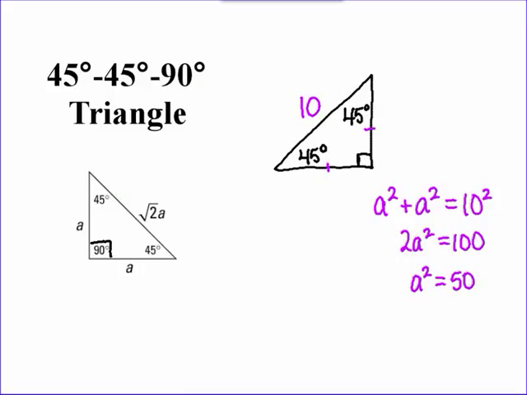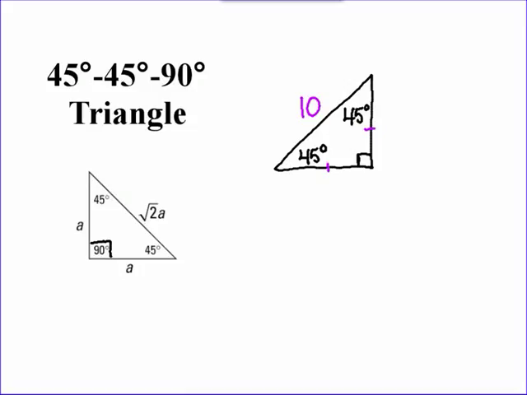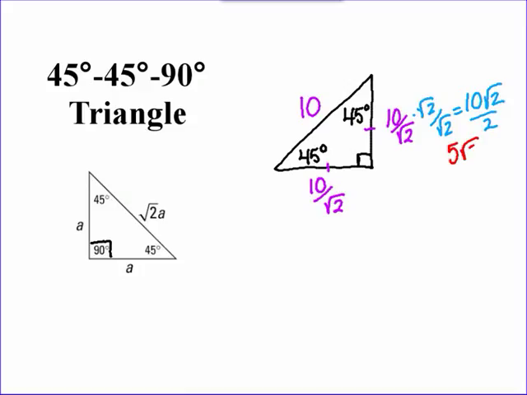Or on this one, how do you find the sides by just looking at the 10? Divide by root 2. Very good. And so now all we need to do is simplify that. 10 divided by root 2, remember, we need to multiply by root 2 over root 2, which is 10 root 2 over 2. And as somebody's already said, you've got 5 root 2.